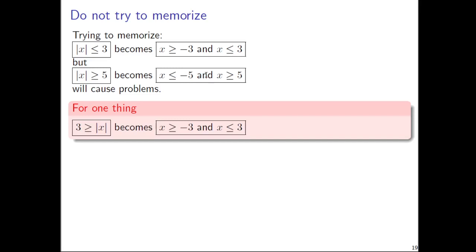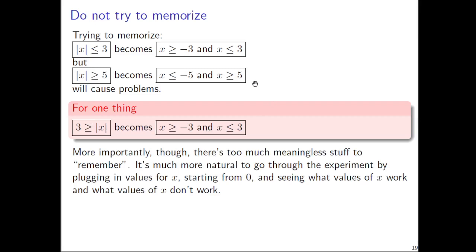But trying to just memorize these things is going to cause problems, because if people try to memorize with this less than or equal to here, then even when this is flipped around, it does become so. There's just the real issue with just trying to memorize. And again, apologies that this word here should be or. There's too much meaningless stuff to remember. It's actually much more natural to go through this experiment by plugging in values for x. Start from 0 and see what values of x work and what values of x don't work. Draw that on a number line. That just makes this a much, much nicer process.